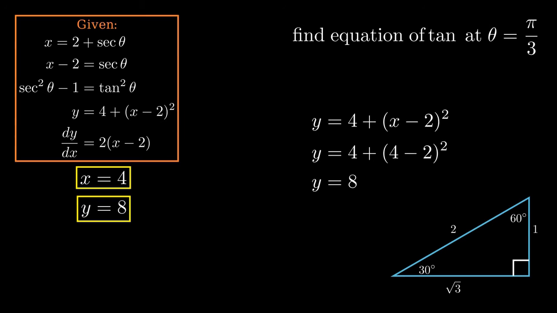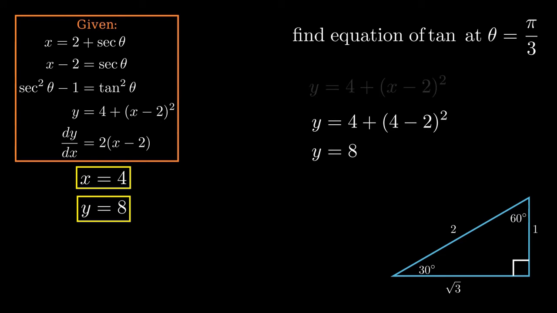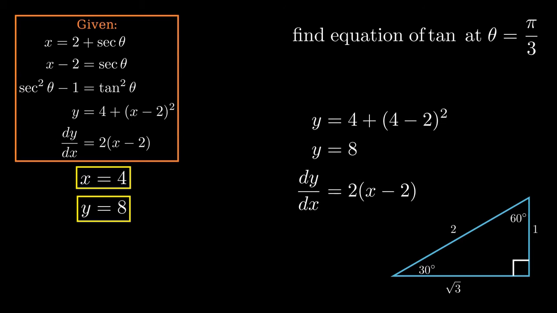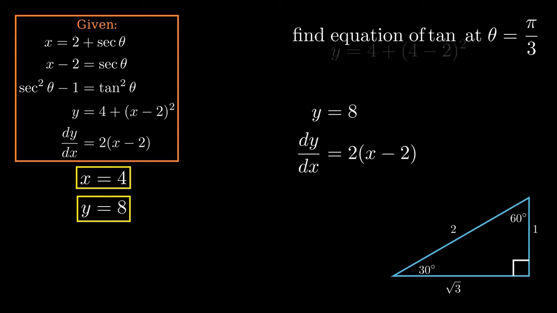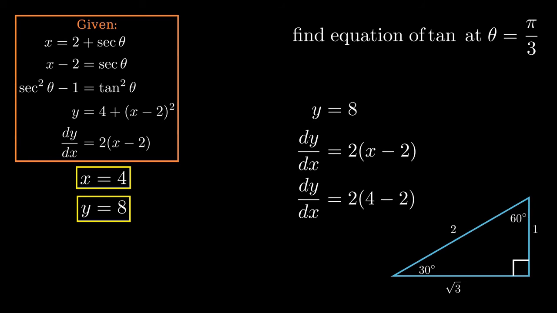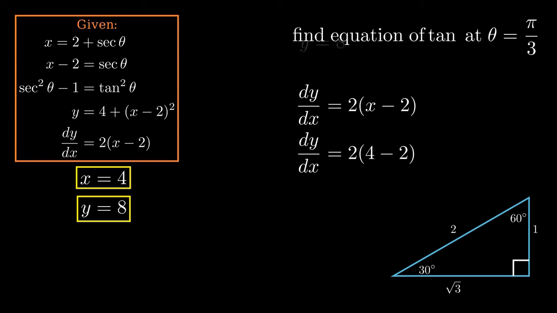What else do we need? We need the gradient. Why do we have the derivative? The derivative gives us the gradient. They're leading you into this, right? They're giving you what you need, basically. So the gradient of the line is the value of the derivative at our specific point. That means we put in 4 for x, and that gives us the gradient. So that's 2 times 2, which is 4.